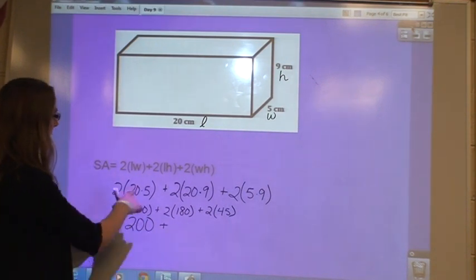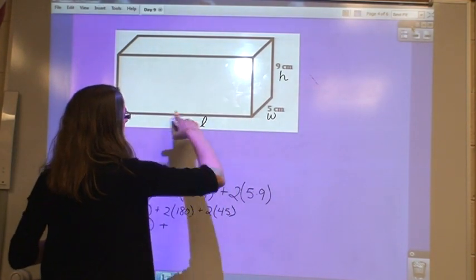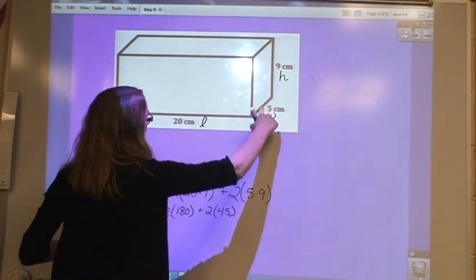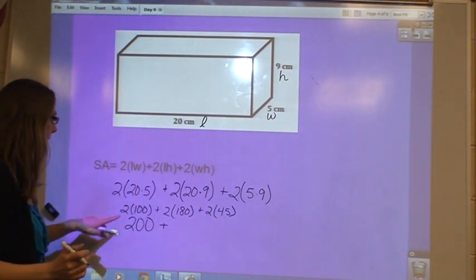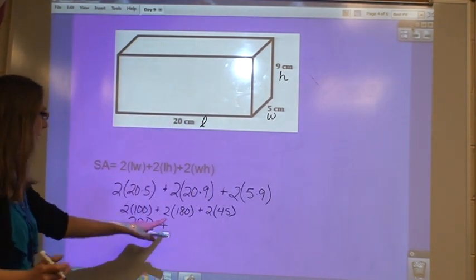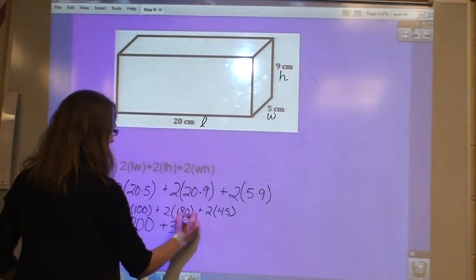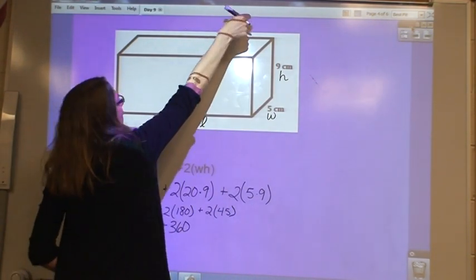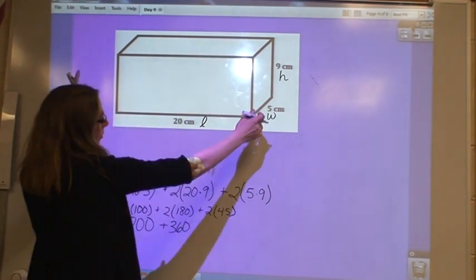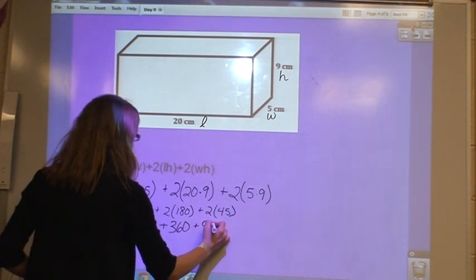This would be my length times width. Length times width. So this would be the bottom and the top of it, if I thought about it that way. And then 2 times 180 is going to be 360. Since this is my length times my height, this is going to be the front and the back. And then finally the 2 sides would be the last one. So this is 2 times 45, which is 90.